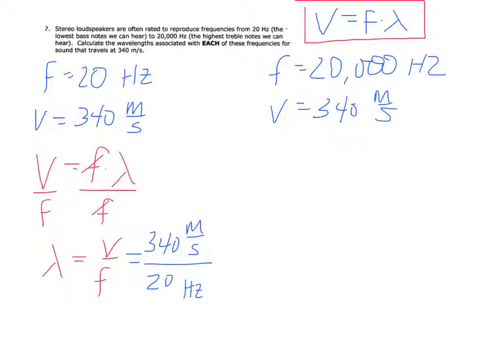And remember that a hertz is 1 over seconds. So you get meters over seconds, which means that your seconds cancel out. And when you take 340 and divide by 20, you should get 17. So I get 17 meters for that one. And go ahead and do the same thing over here.